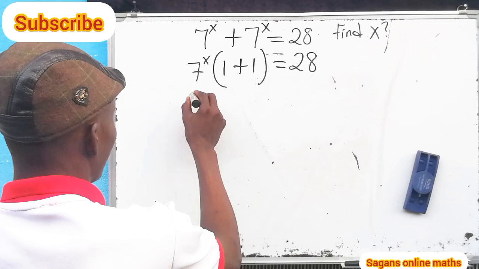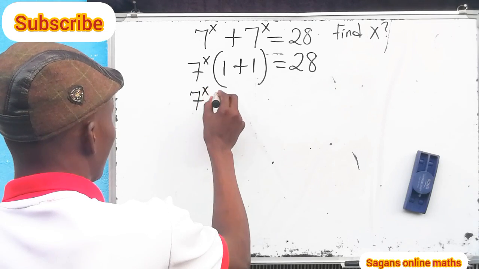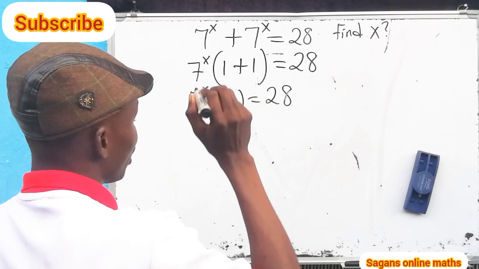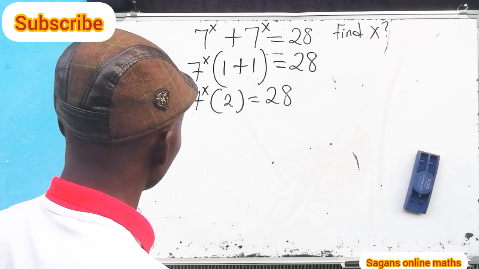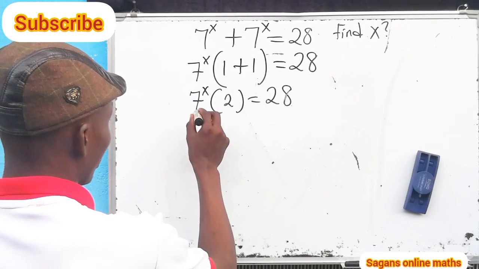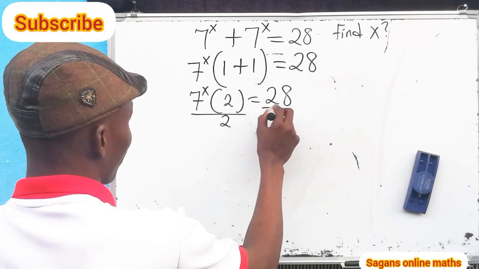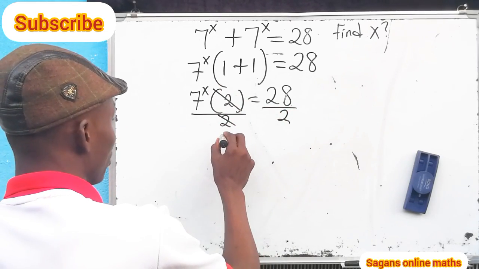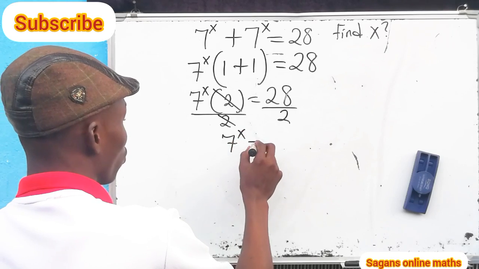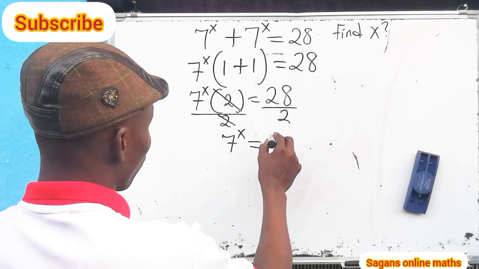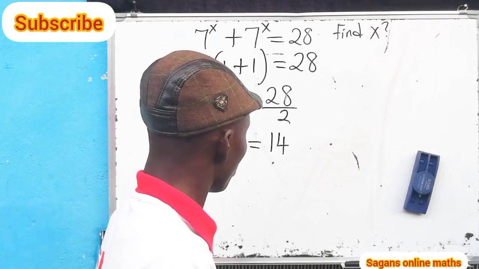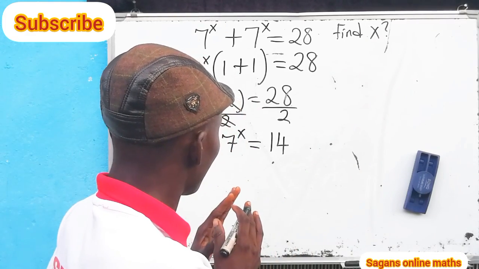So now this is 7 to the power of x times 2 equals 28. Now what we are going to do here is divide both sides by 2. If we divide here by 2, we also divide here by 2. Then this 2 cancels. We now see that 7 to the power of x equals 28 divided by 2, which is 14.